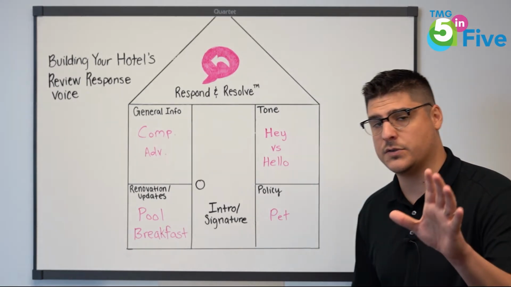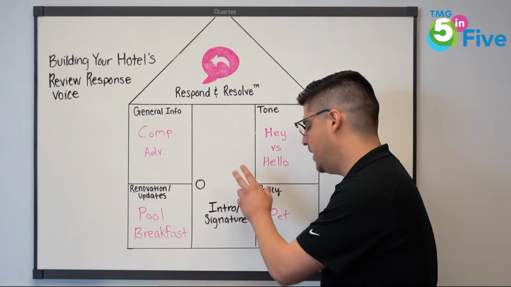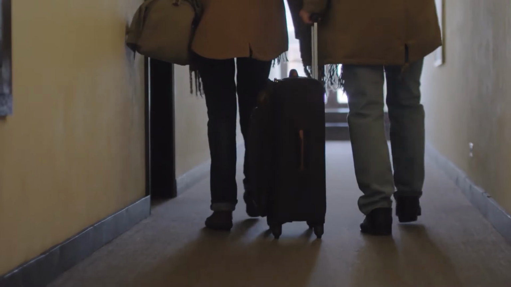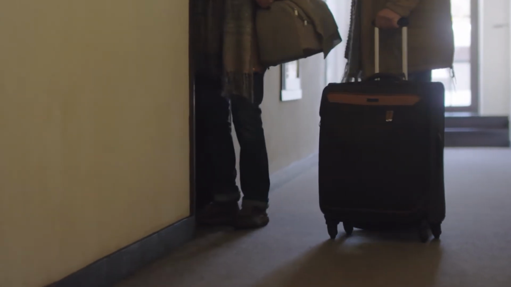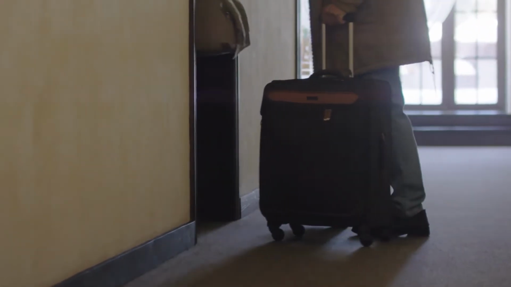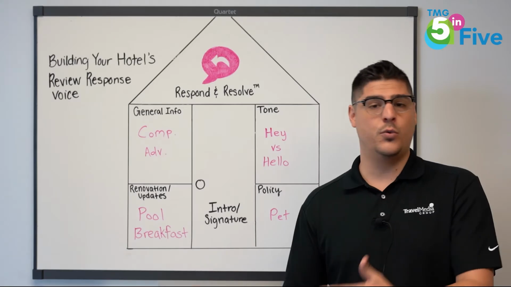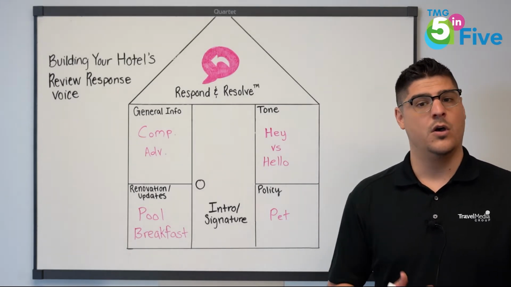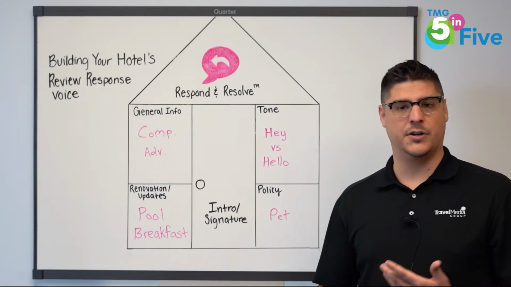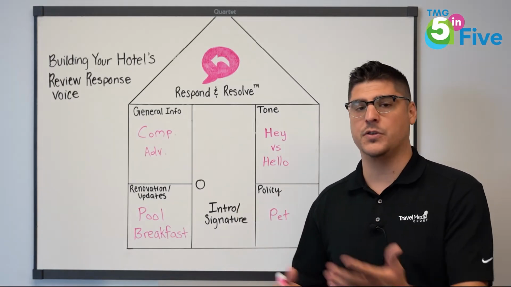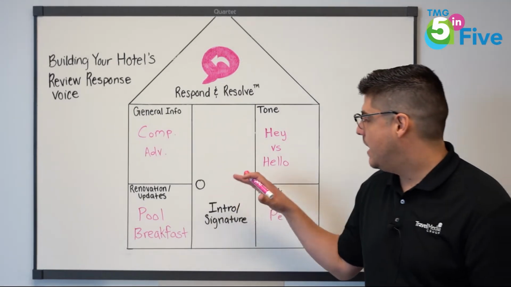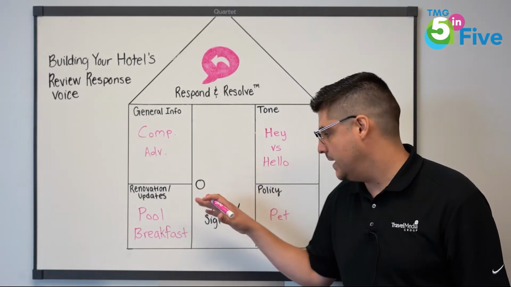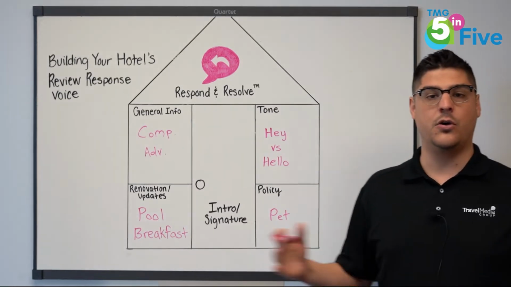And building your hotel's online voice really starts with the intro and signature. Now the key here is consistency. How do you want to open that? Do you want to use the username? Do you want to use the first name of the guest if applicable? And who wants to sign off on the review response, whether they've responded or not? Some of our hotel partners prefer the GM, some the front desk manager, but the key at this step is consistency.